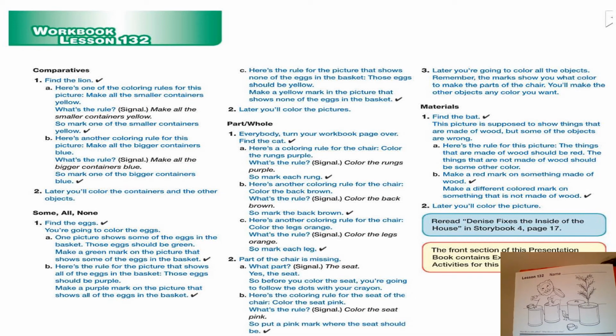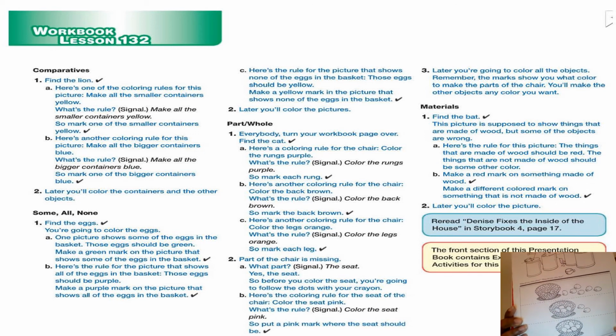Here's another coloring rule for this picture. Make all the big containers blue. What's the rule? Yes, make all the bigger containers blue. So mark one of the big containers blue. Remember, we write BL for blue. Later, you'll color the containers and the other objects in the pictures. Be sure that the other objects in the pictures make sense.